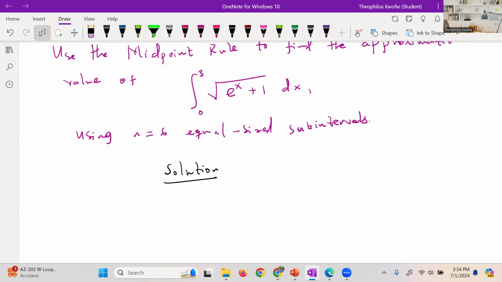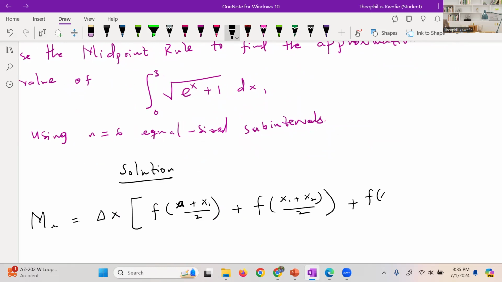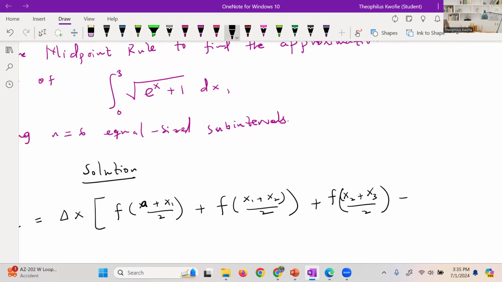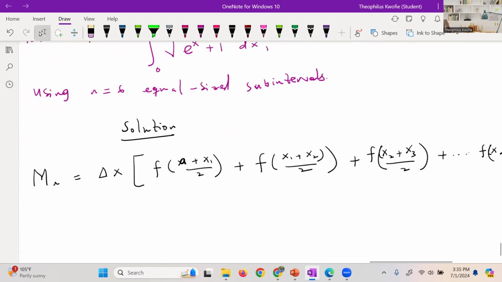And as a quick reminder, we said that the midpoint rule formula is this: x1 plus x2 divided by 2, plus x2 plus x3 divided by 2, up to f of x_{n-1} plus the last term, which is b, all of that divided by 2. So this is the midpoint formula that we talked about.